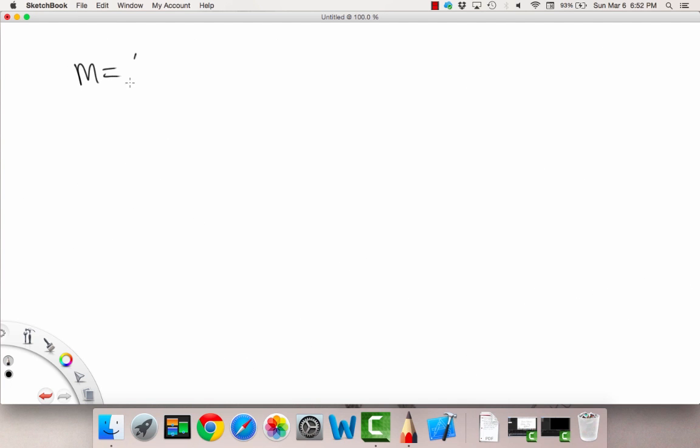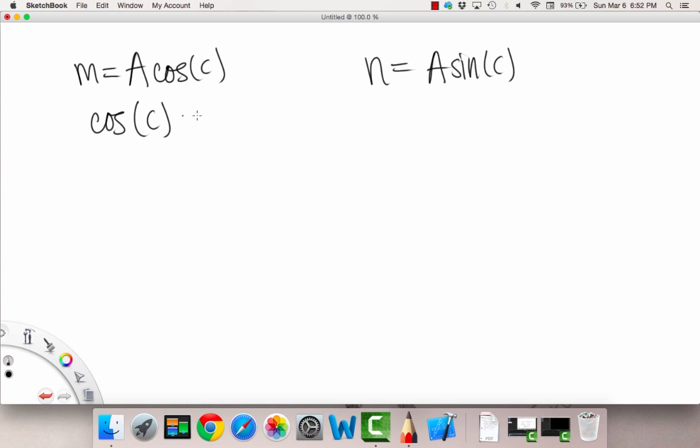So we have the following relations. M is equal to a cosine of c, and n is equal to a sine of c. Okay, let's just divide by a for both of these equations. So we have cosine of c should be equal to m, which we know, over a, which we now know, right? Which we can figure out by squaring m and n, adding them and taking the square root. So this one over here becomes n over a.